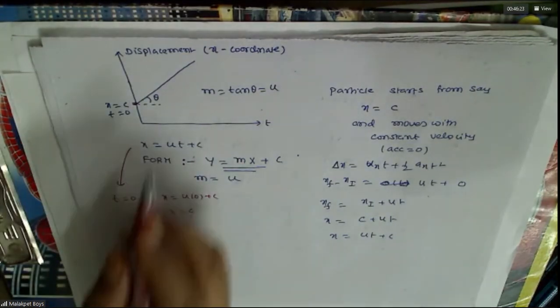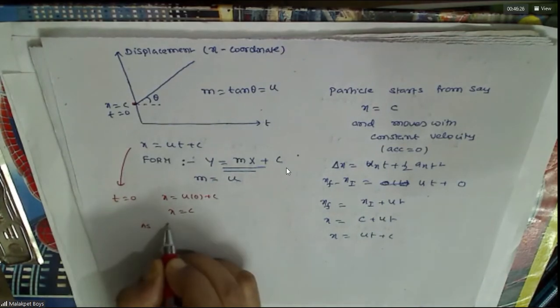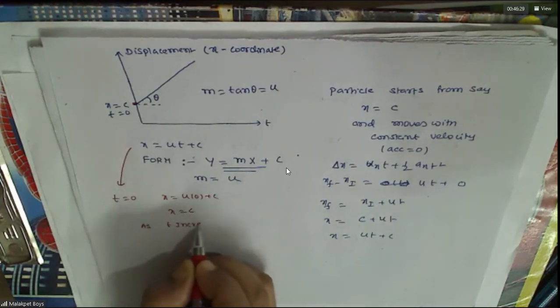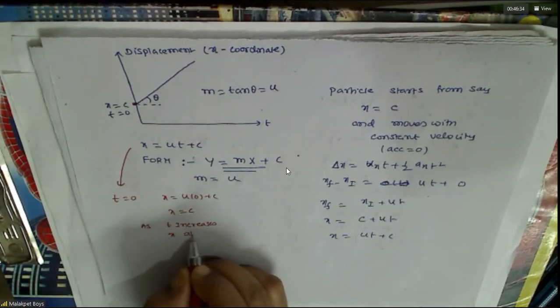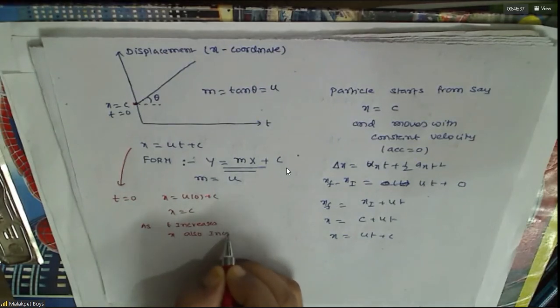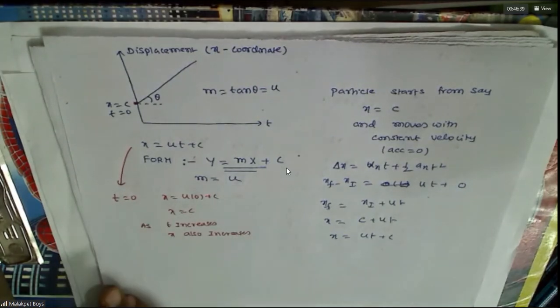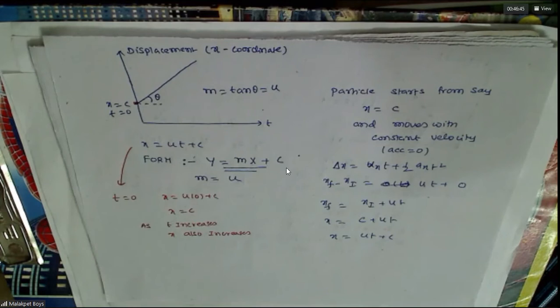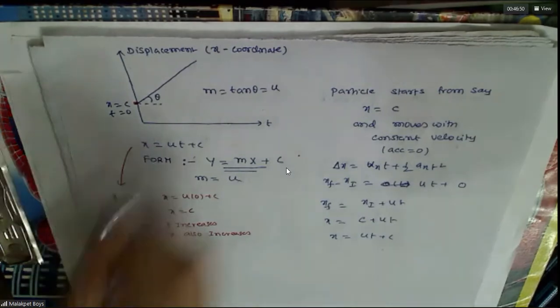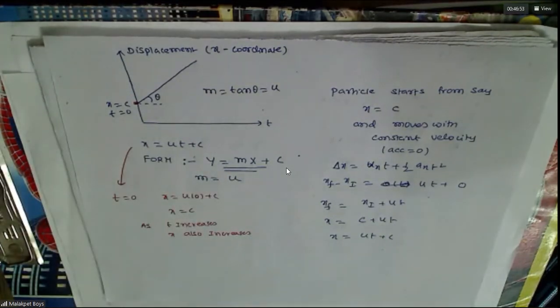As t increases, u is constant, and x also increases. Now you see, if the powers are 1, the graph is always a straight line. Remember that. If the powers of the variables are 1, x power 1, t power 1, you should join with a straight line. Otherwise, you should join with a curve. Understood this?